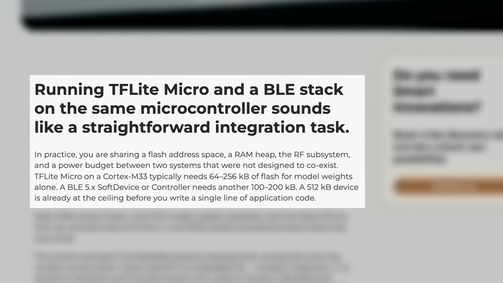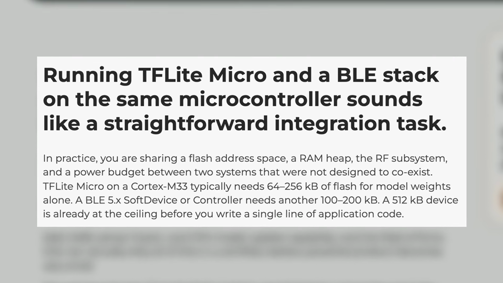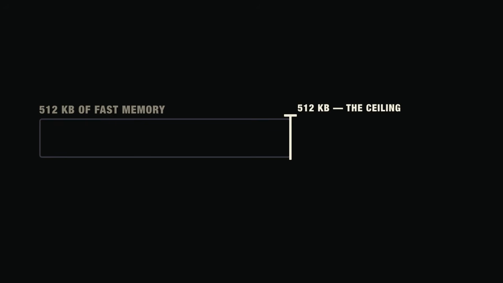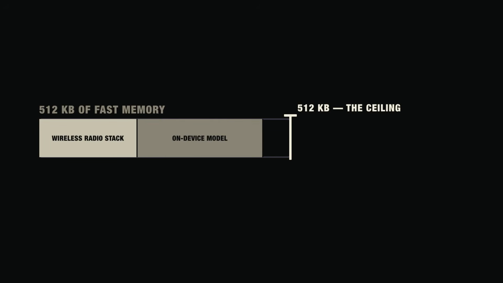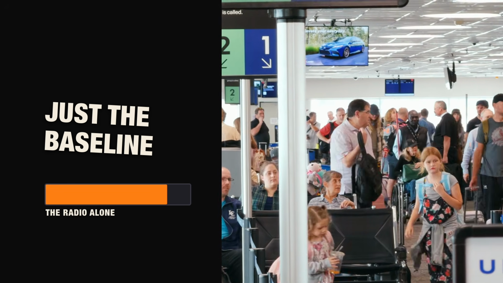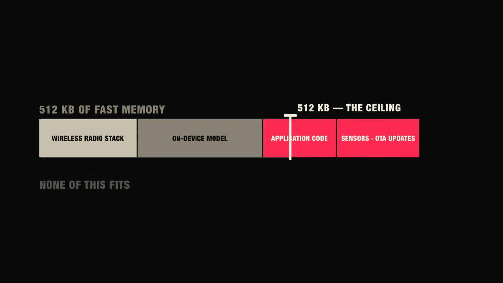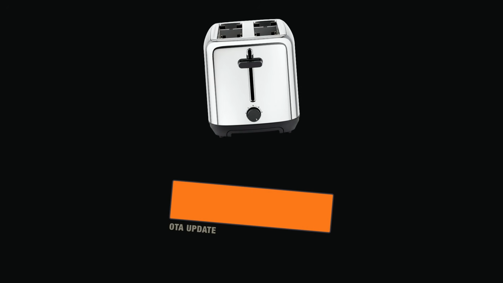An industry breakdown from NeedCode points out that a standard half a megabyte microcontroller is already sitting exactly at the ceiling. You hit that limit once you combine a basic wireless radio stack with a small model running on the device itself. And that calculation is just the baseline to get the chip talking to the outside world. That means it completely ignores the memory you would need for the product's actual application code or combining readings from more than one sensor. It also leaves out the ability to download an update over the air without bricking itself. You can't exactly sell a smart thermostat that forgets how to read the temperature because it's too busy using all its available brain power to write a bedtime story.